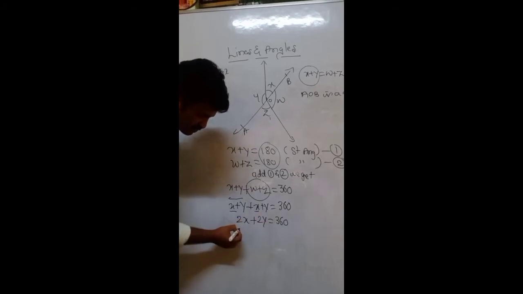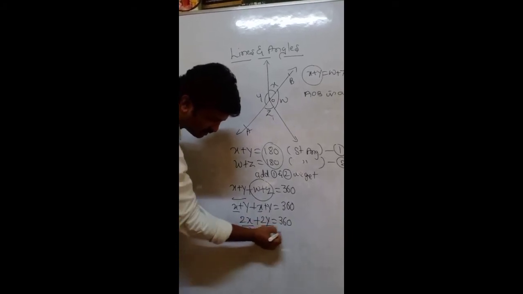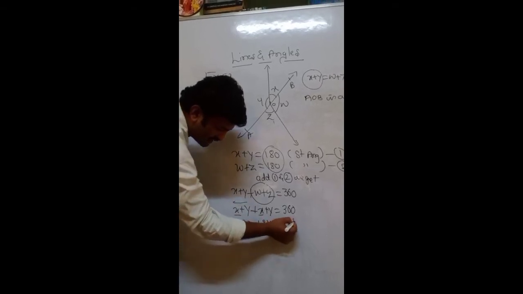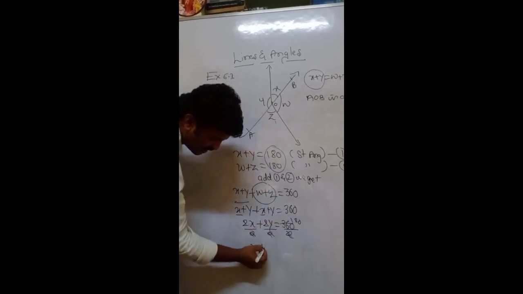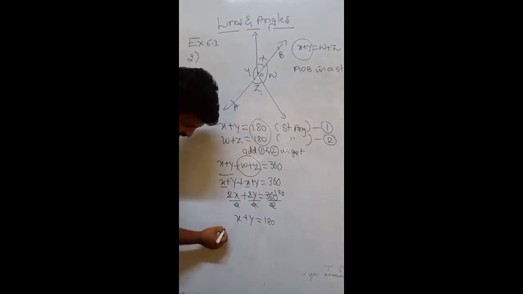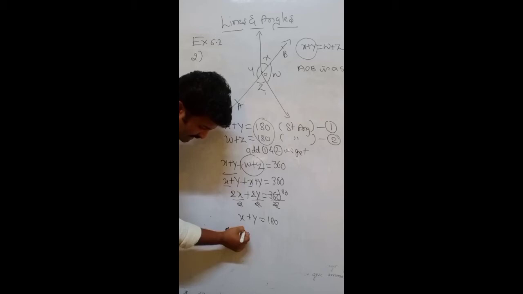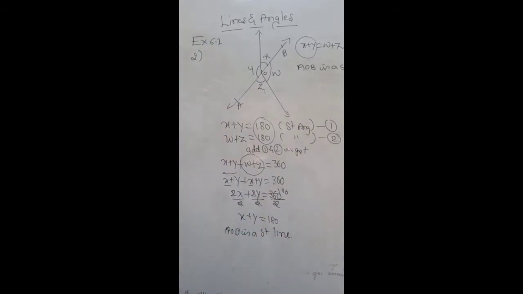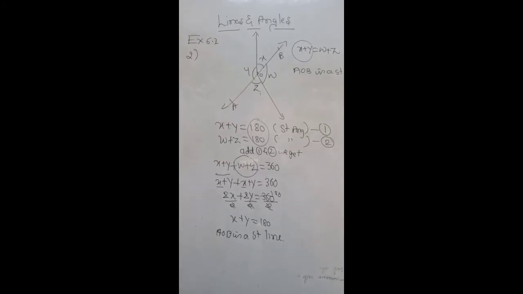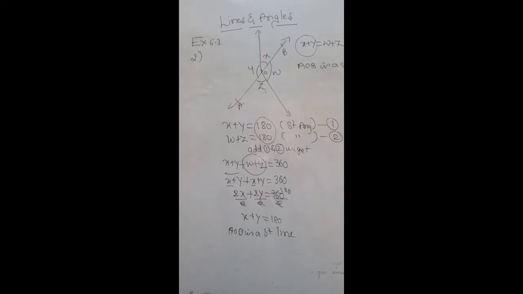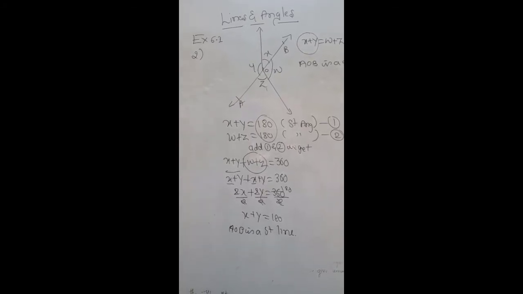All are multiples of 2, so we'll divide this whole by 2. And what remains? 2 ones are 2, 180s, so x plus y equals 180. This x plus y equals 180 means AOB is a straight line. Hence proved. Okay? When you add x plus y, you will get 180 only. Both are supplementary angles. AOB is a straight angle. Okay?